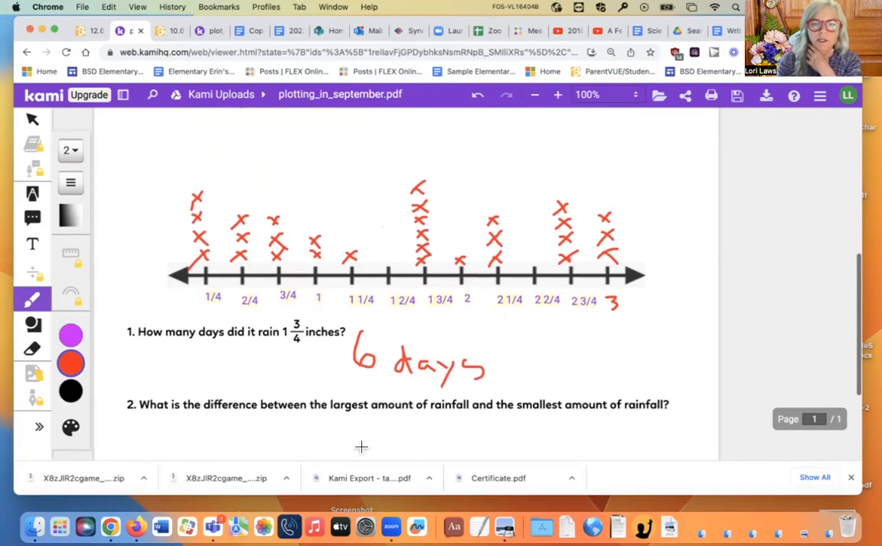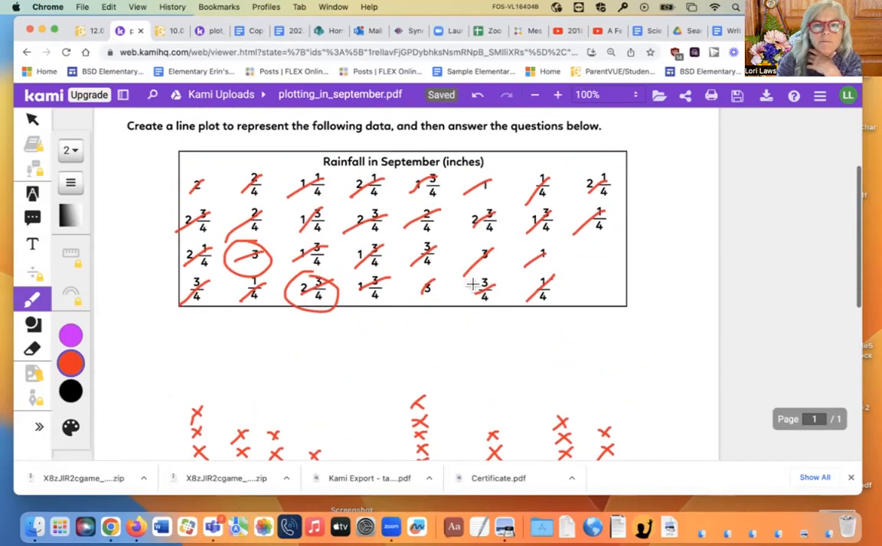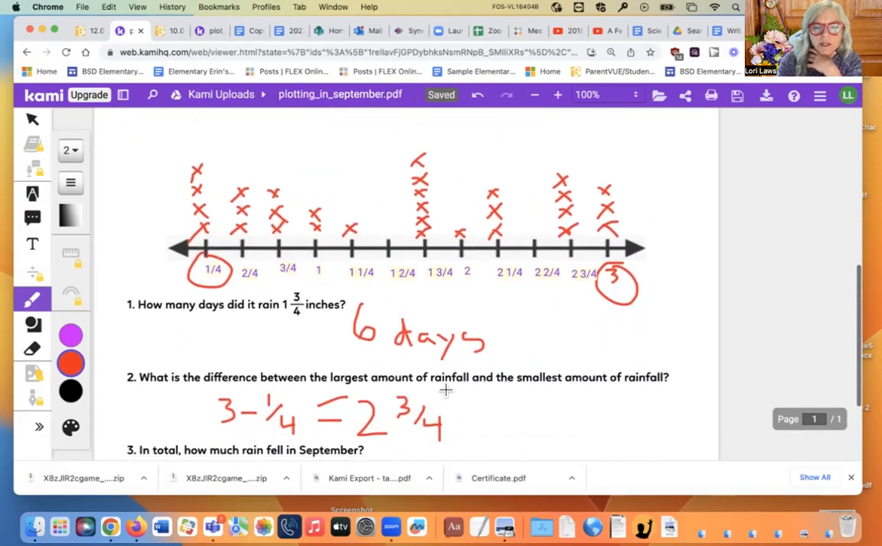What is the difference between the largest amount of rainfall, 3, and the smallest, 1/4? Well, all I have to do is go 3 minus the largest minus the smallest will tell me the difference. So 3 minus 1/4 leaves 2 3/4. And I need to label it with the unit, which is inches, I believe, of rain. Yep, up here it says inches. I can write the word inches, but I also know that 2 little dots means inches.